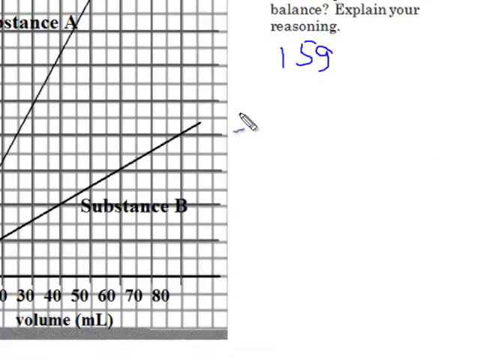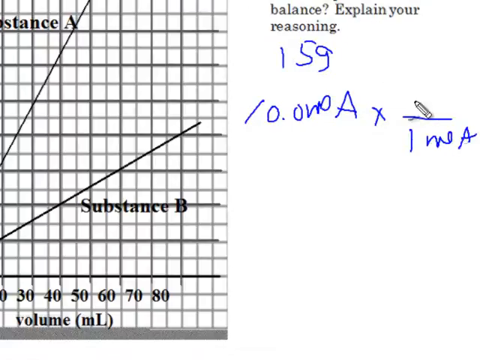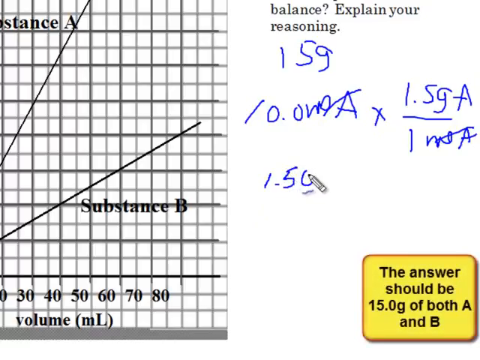The other thing I can do is use factor label. I can say if I have 10.0 milliliters of A, what I know, because I know the slope now, is I know 1 milliliter of A is 1.5 grams of A, and my milliliters of A cancel out, and I'm left with 10 times 1.5, which is 15.0 grams of A. And if I want the balance to be even, it's going to also require 15.0 grams of B.